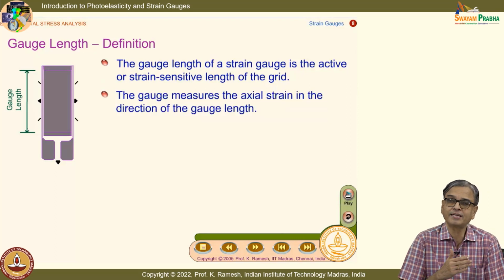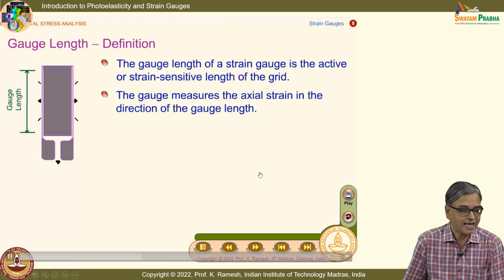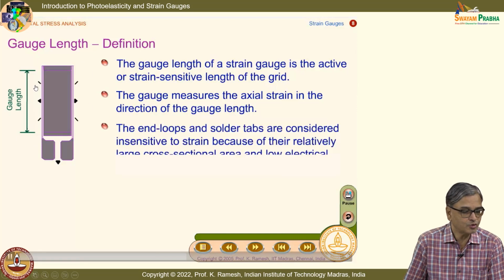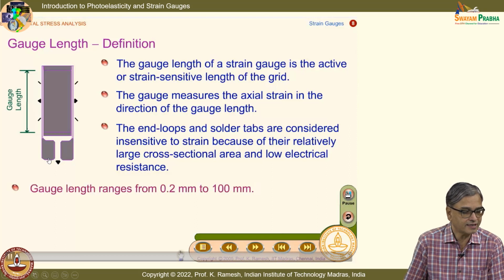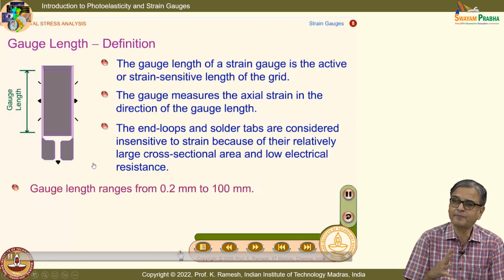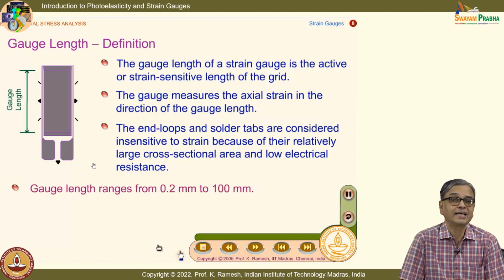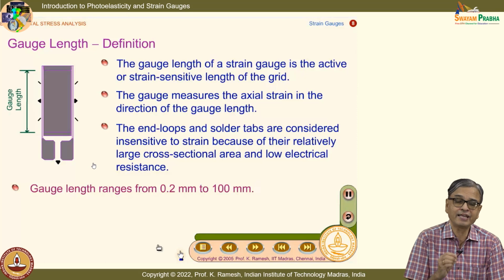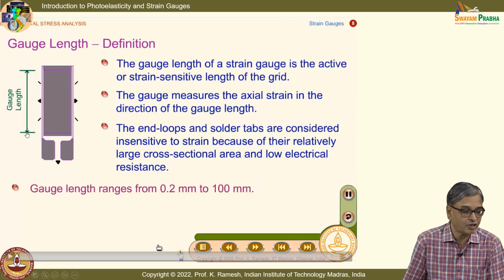What you will have to keep in mind is, I have a strain gauge which is blown up here. I have what is known as a gauge length. I want you to draw a sketch of this. And you have tabs where you connect it to lead wires. These are connected to the equipment for measurement. A strain gauge can give only a component of strain along the gauge length.